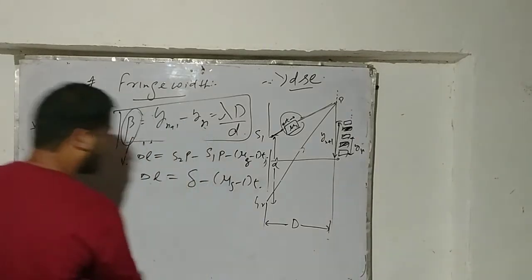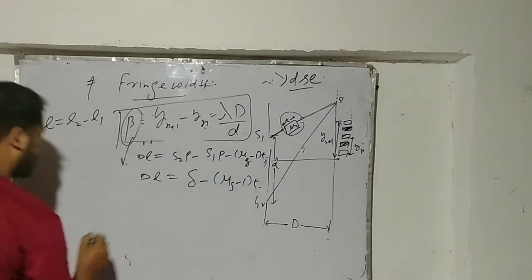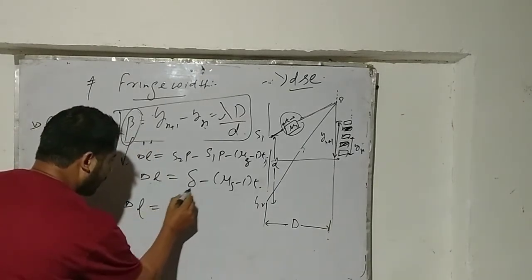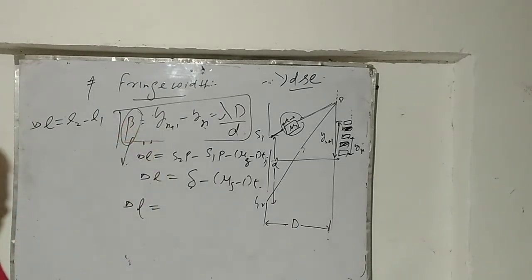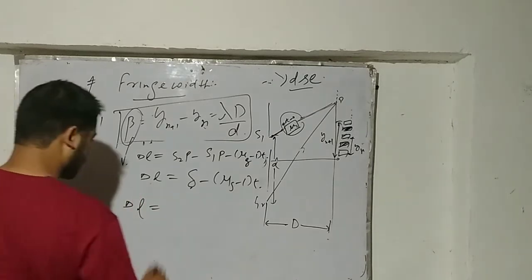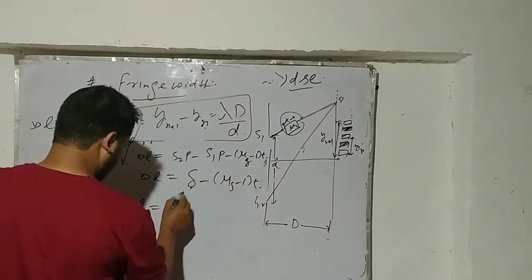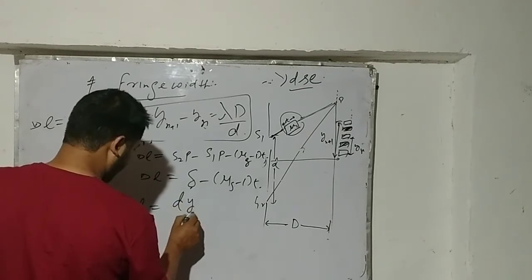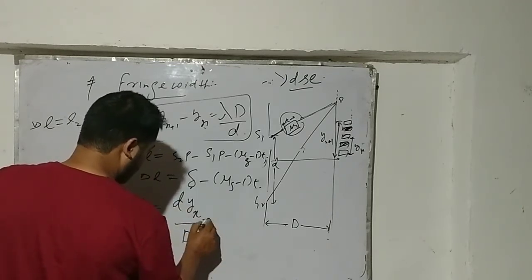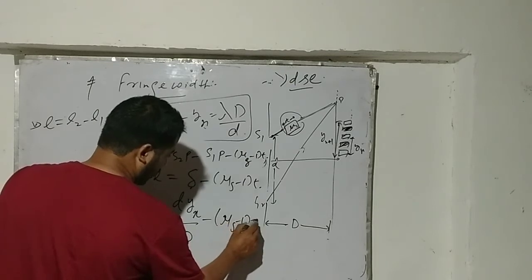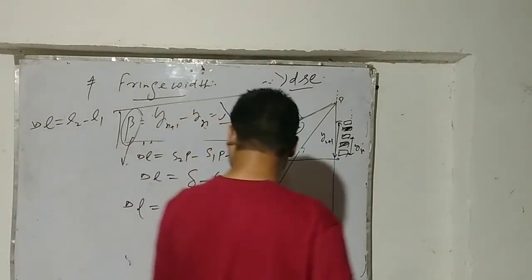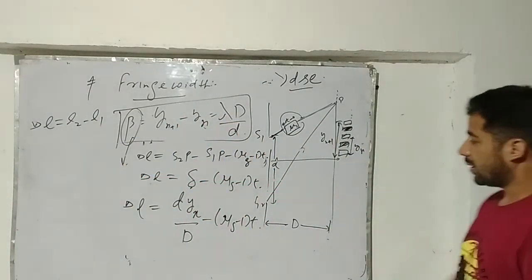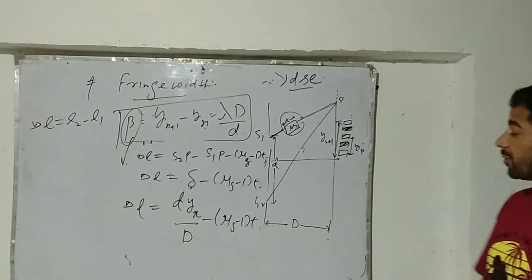So what I am getting basically, or I can write my del, if I want to know the position of a fringe of any order, I can just write it as d y n by D equals d minus mu G minus 1 T. This is something that I got from the given analysis. This is the position of a fringe of any order.